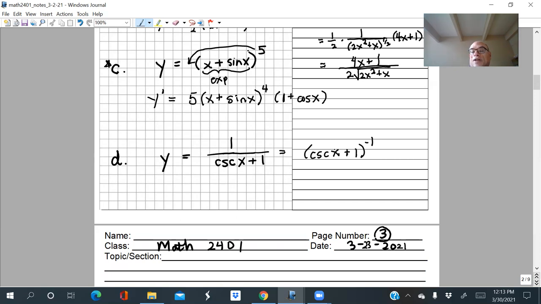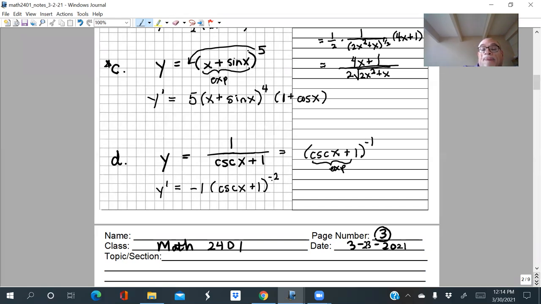So I'm going to pull a little trick here and rewrite the original function before I try to differentiate. Now this is just a power rule problem again, because here you have an expression. It's not just plain x. It's cosecant of x plus 1 raised to a power. So the power rule says to bring down the minus 1. So I have minus 1 times (cosecant of x plus 1) to the minus 2 power, because minus 1 minus 1 is minus 2. It's not 0. Remember, you're subtracting, not adding.